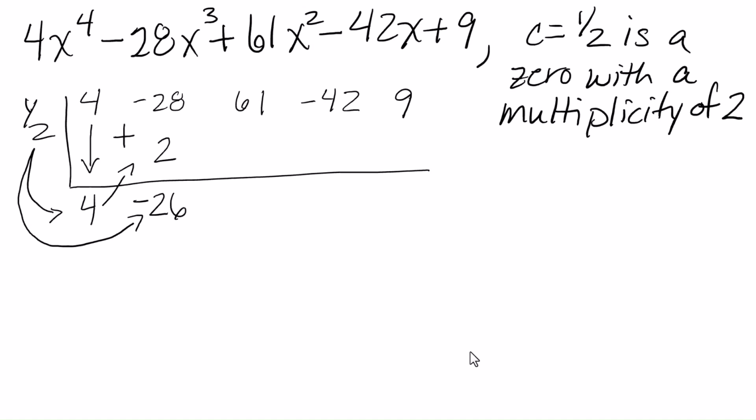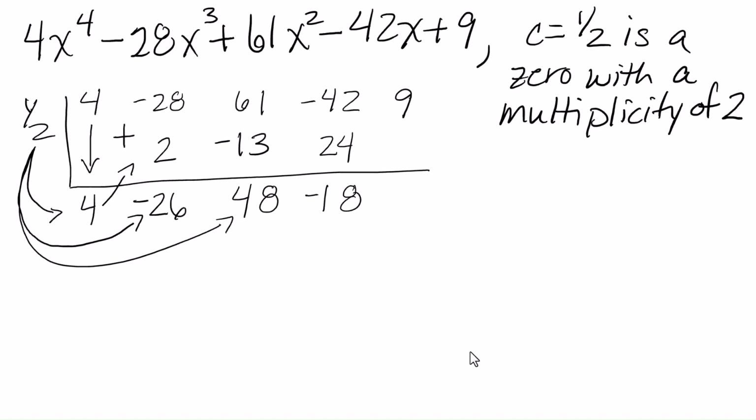Repeat the process. 1/2 of negative 26 will be negative 13. And 61 and negative 13 is 48. 1/2 times 48 is 24. I add those up and get negative 18. 1/2 times negative 18 is negative 9. 9 plus negative 9, 0. Which is what we wanted to get because they told us this was an x-intercept, which means we need to get a remainder of 0.